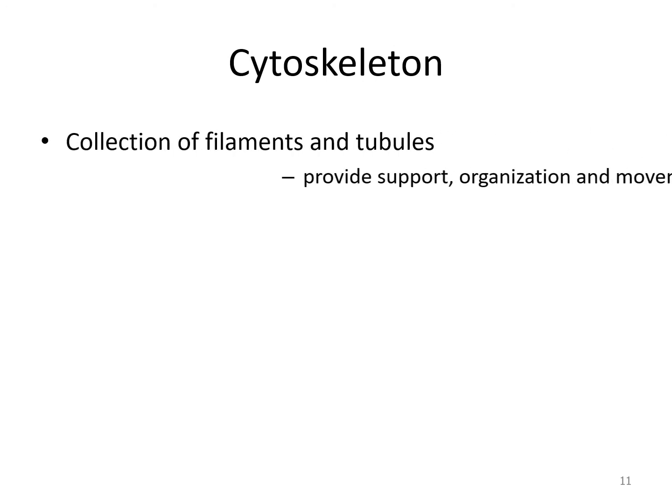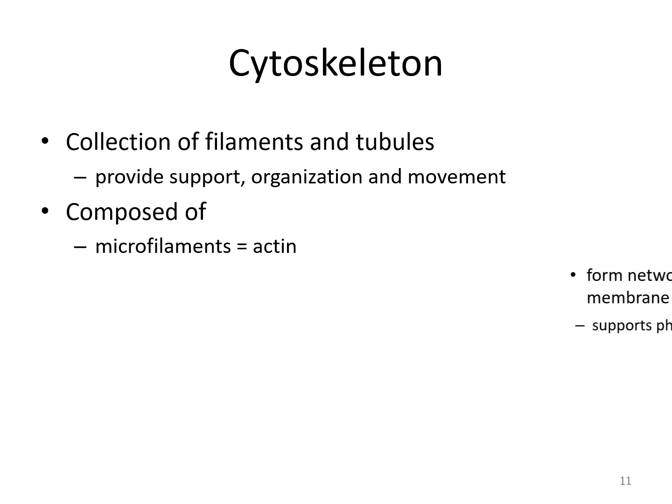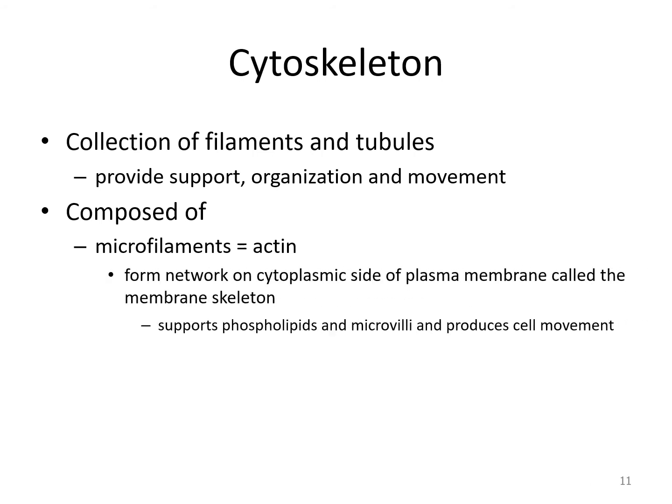All right, so the cytoskeleton is a collection of filaments and tubules. These are proteinaceous, and they provide support, organization, and movement. They're comprised of microfilaments, actin specifically. This is the same motor protein that we see in our muscle cells that allow for contraction of muscles to occur. These microfilaments form a network on the cytoplasmic side of the plasma membrane called the membrane skeleton, and this supports phospholipids and microvilli and produces cell movement.